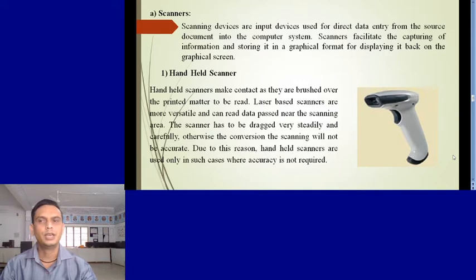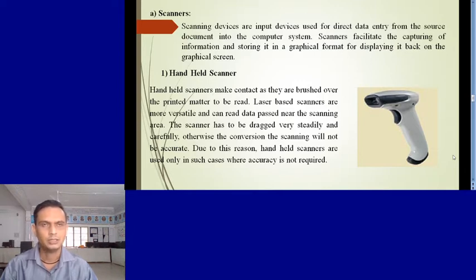The first scanning device is a scanner, which can convert and provide the graphical format for display on our screen. It means direct data entry can be done through the scanner. We have two types of scanners: the handheld scanner and the flatbed scanner.